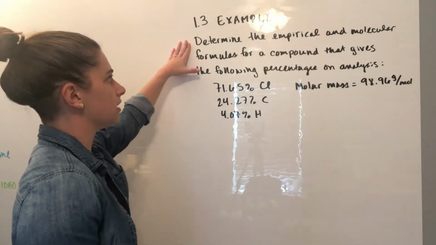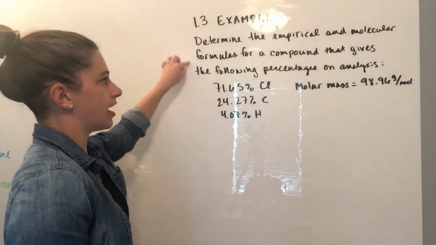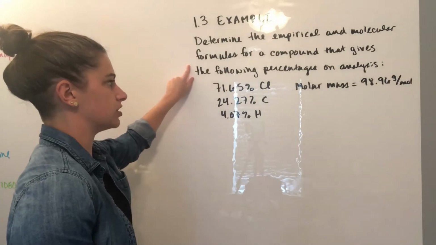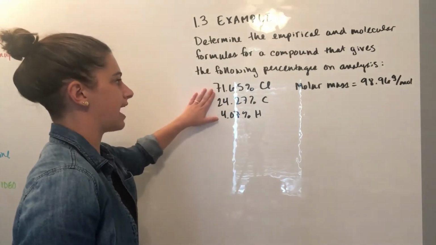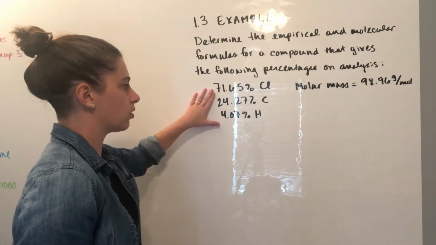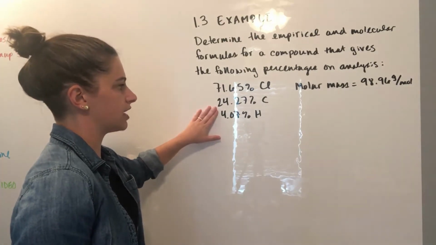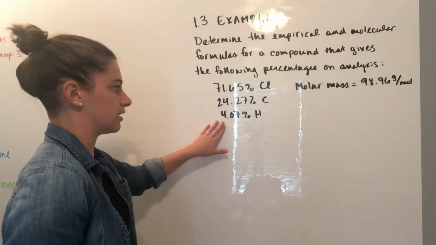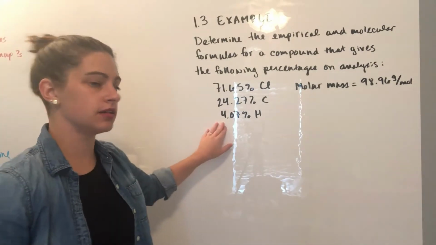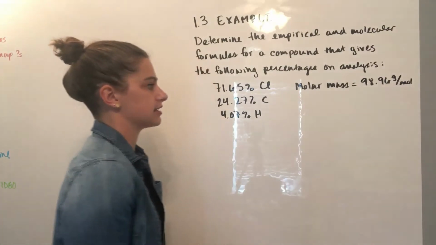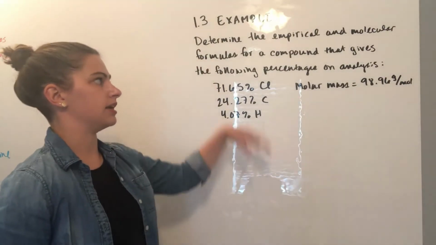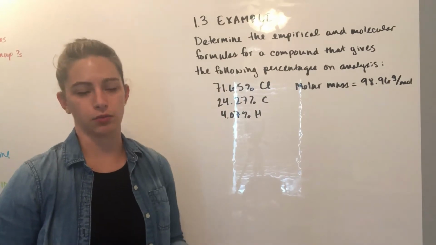Determine the empirical and molecular formulas for a compound that gives the following percentages on analysis. So whatever the compound is, it's been analyzed and it's been found to have 71.65% chlorine, 24.27% carbon, 4.07% hydrogen by mass. And then we know that the molar mass of the actual compound is 98.96 grams per mole. Now we need to figure out the empirical and the molecular formulas.